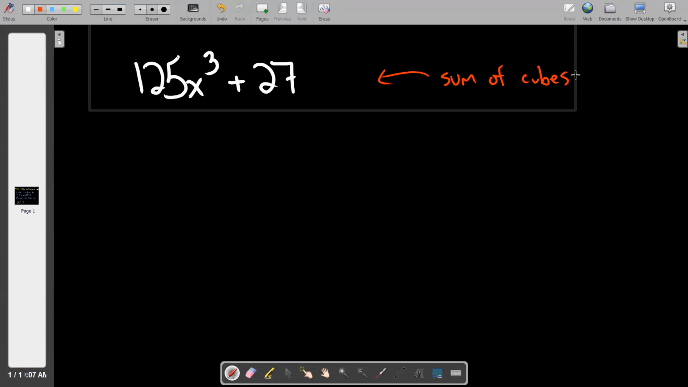So having said that, we're going to take a look at this first term right here and ask ourselves, what would you have to cube to make 125x cubed? 5x, right? So we're going to call that a. So our a value in this problem is going to be 5x. And what would you have to cube to make 27? So our b value is 3.